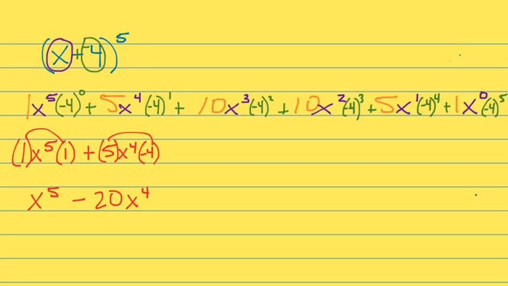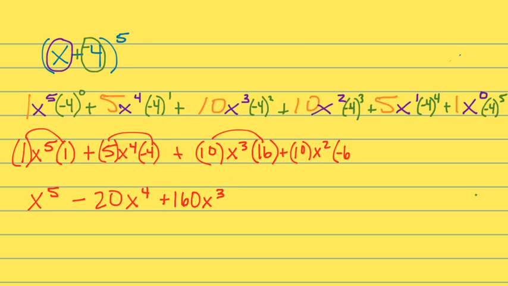All right, continuing on. We solve the 10 in front. I have x to the 3rd. Negative 4 squared gives me 16. And 10 times 16 is going to give me 160 x cubed. Okay. All right, moving on to the next term. Plus, we solve the 10. X squared. Negative 4 to the 3rd gives me negative 64. And that 10 times negative 64 will give me negative 640 x squared.